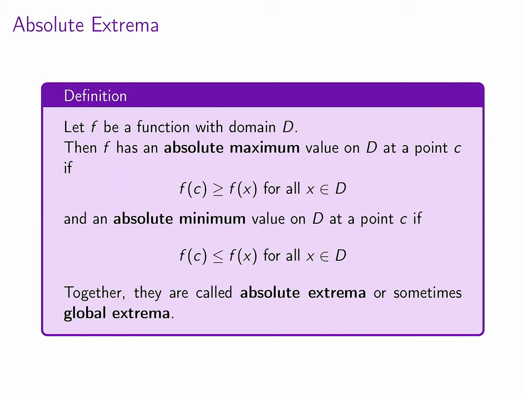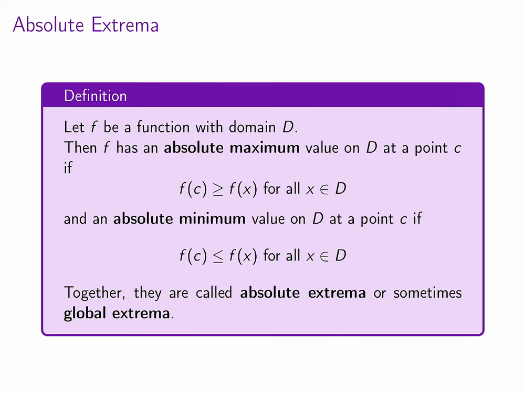So think about what that's saying. The f of c is bigger than the rest of the function. f will have an absolute minimum value on D at a point c if f of c is less than or equal to f of x for all x in the domain, which means that when you plug in c, f of c is smaller than the rest of the function.